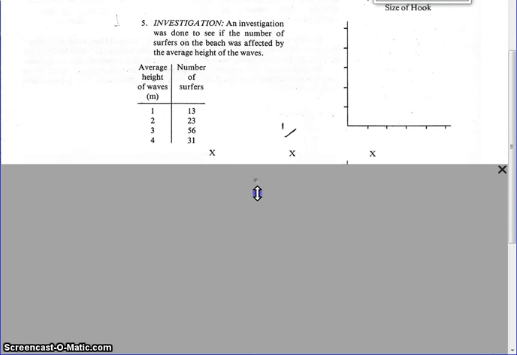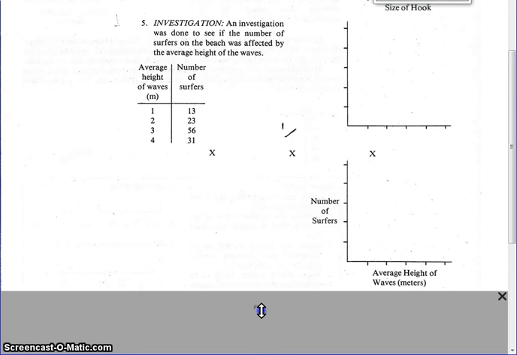All right, and let's see right here. You should have had labeled the average height of the waves as your independent variable. The number of surfers is your dependent, and that makes sense because the height of the wave is going to determine if you got a lot of surfers or if you don't have hardly any surfers. All right, if you got that right, stand up and say, "Oh yeah." All right, good job.